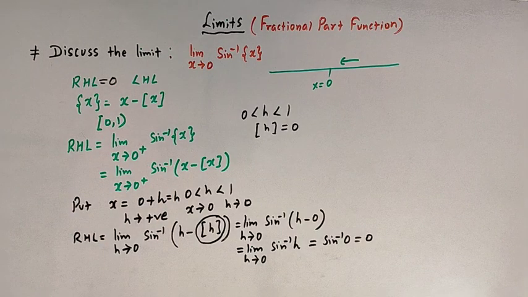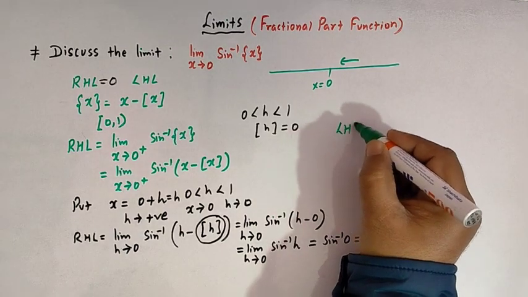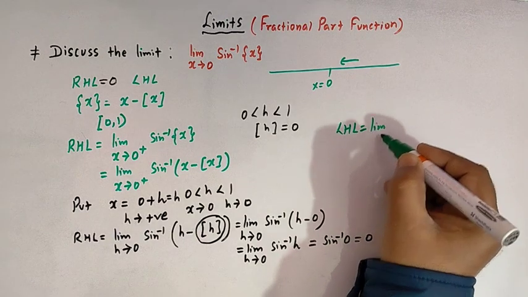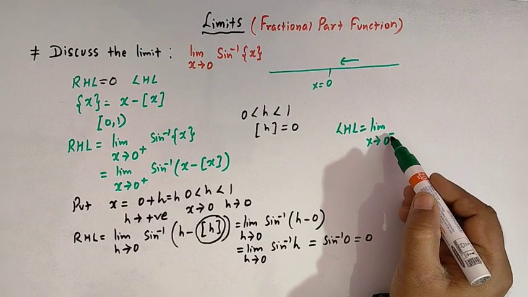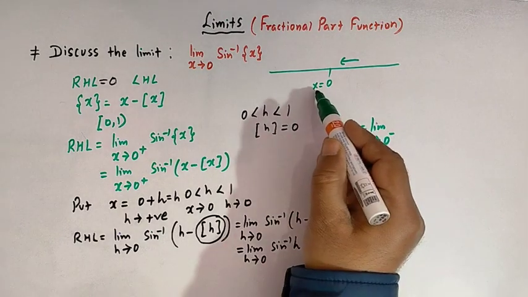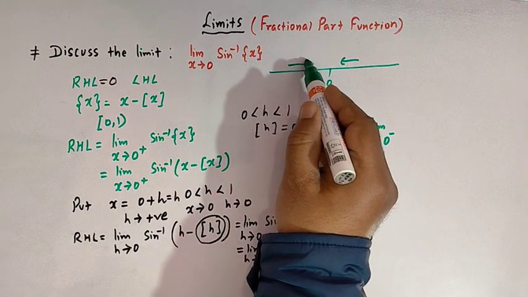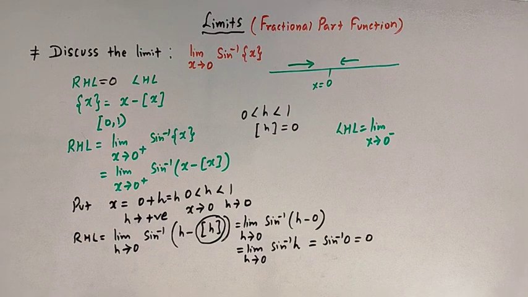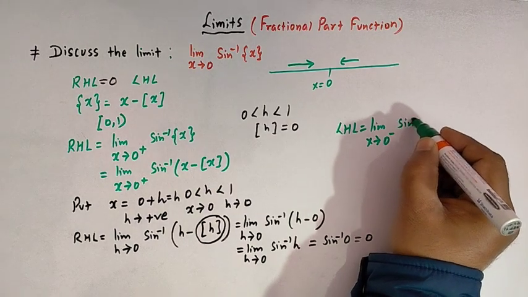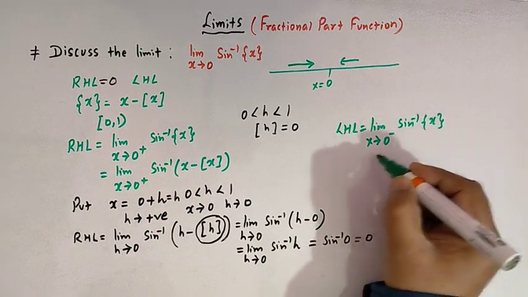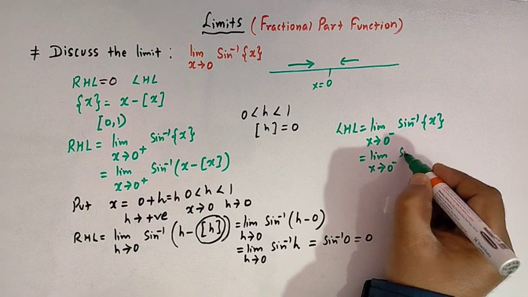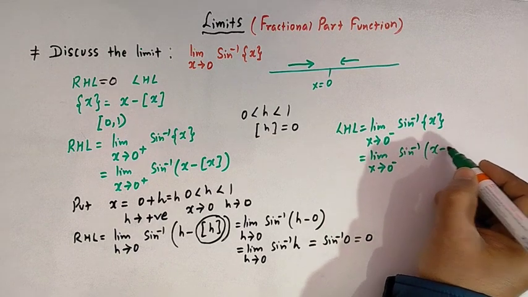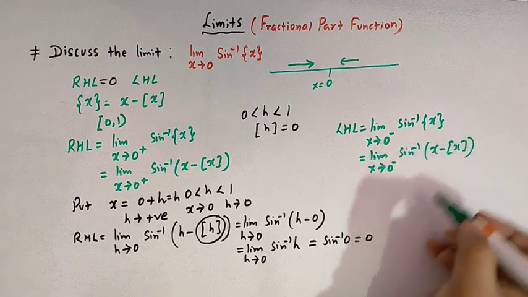Now let us find out the left hand limit. The left hand limit can be written as limit x tends to 0 minus. This negative sign shows that now we are approaching x equal to 0 from the left of x equal to 0. And here we have sine inverse of the fractional part of x. So this can be written as limit x tends to 0 minus of sine inverse of x minus greatest integer of x.